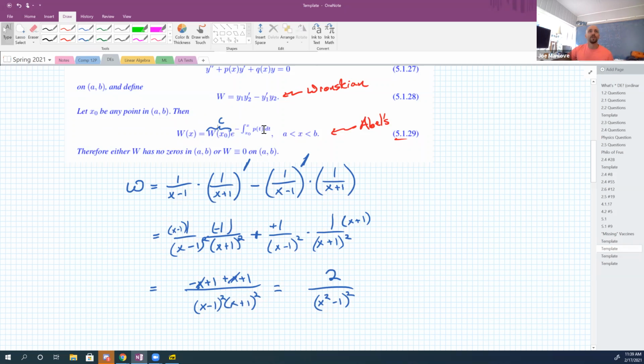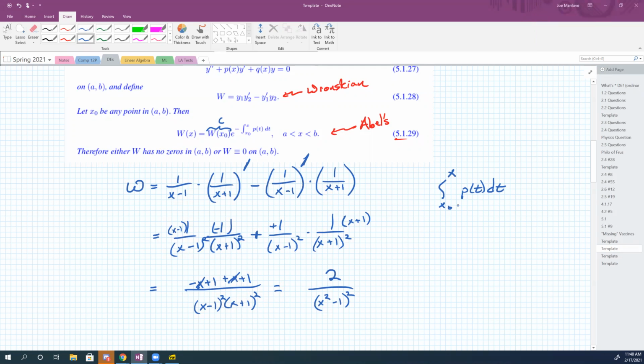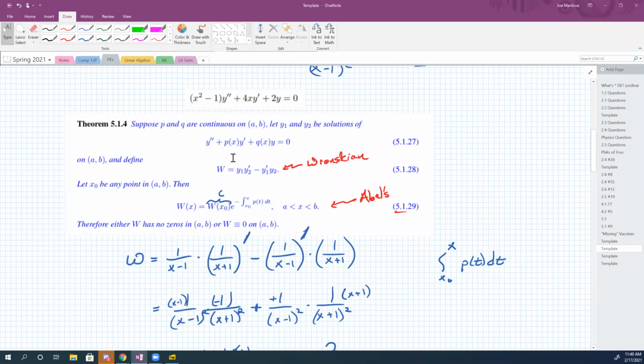So in considering Abel's, I'm even going to drop the minus sign. I'm just going to consider this piece. So we're going to integrate from x naught to x, and I need p of t dt here. Now, where did p come from? It's your leading function on y prime. Okay, good.